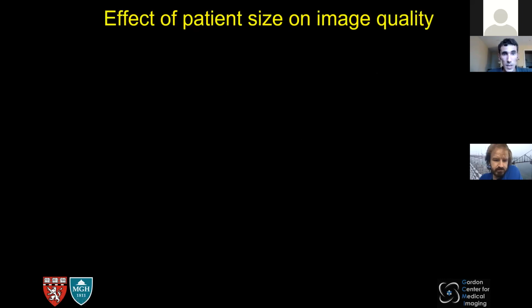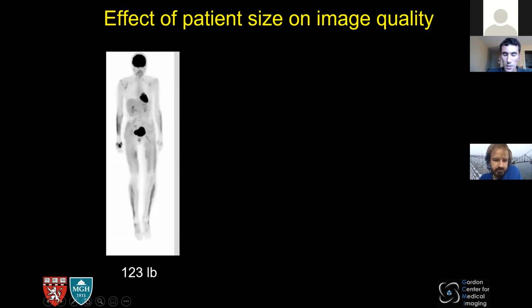So now I'd like to quickly talk about the effect of patient size on image quality in PET, and try to link this to the 2D versus 3D mode, keeping in mind that the 3D mode has a higher scatter fraction than the 2D mode in general, okay?